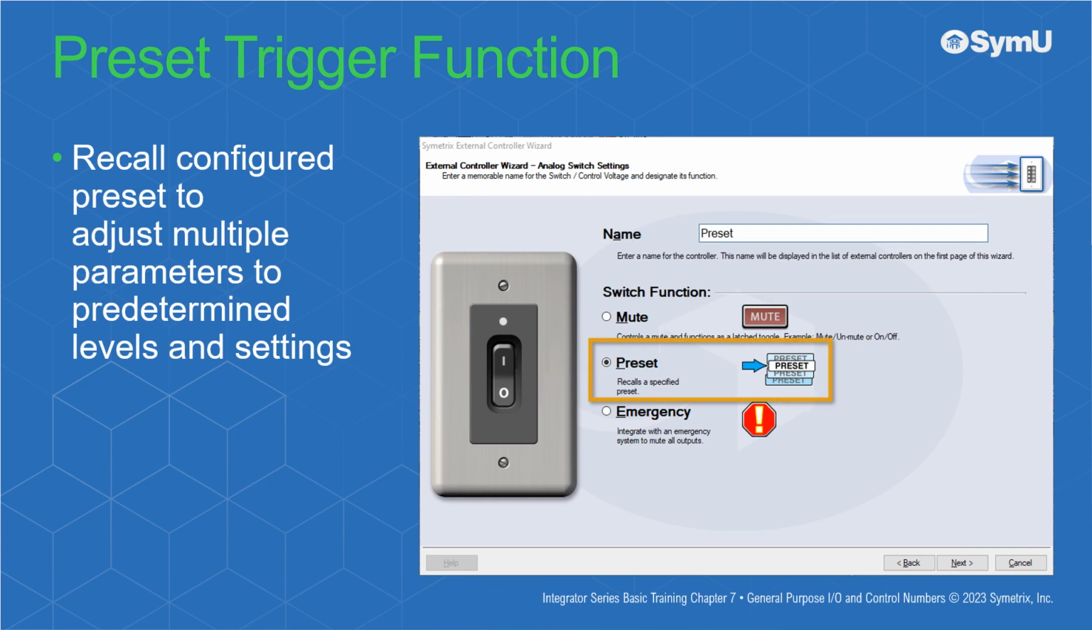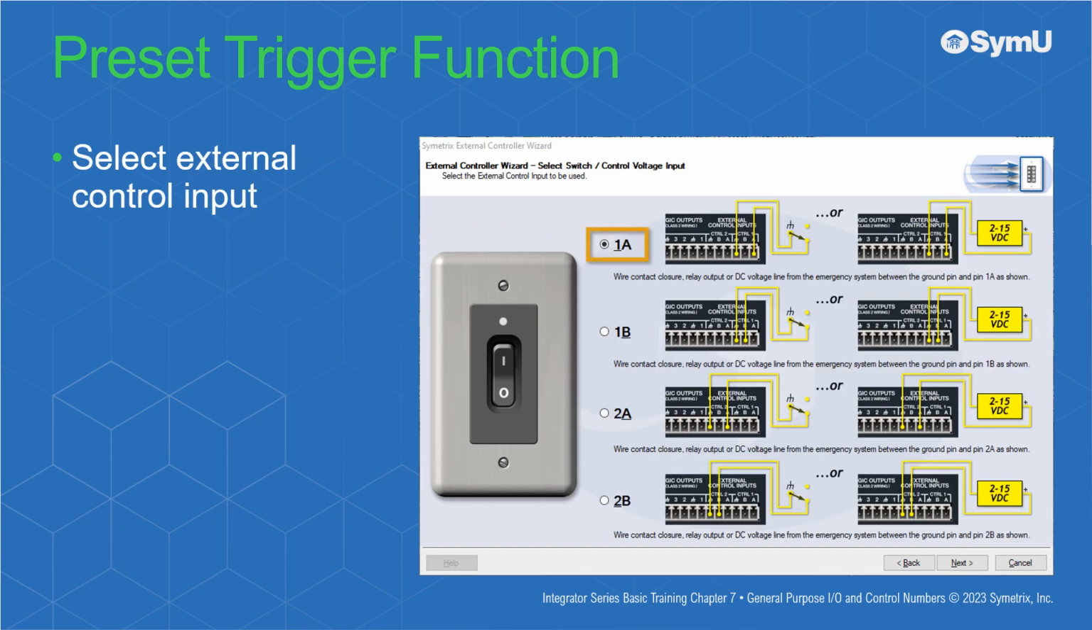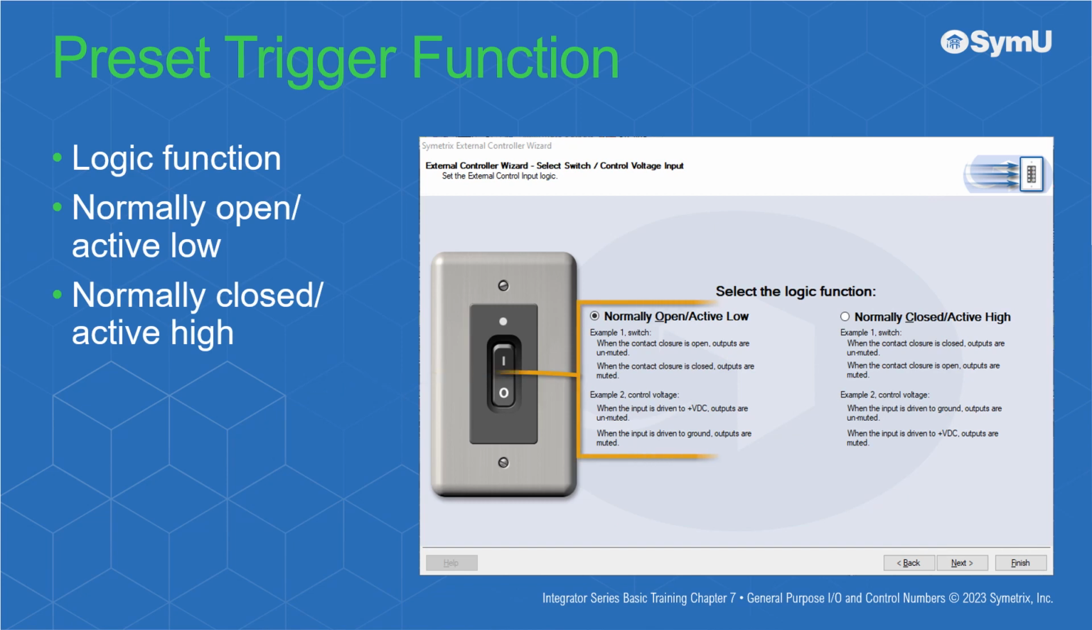The preset switch function allows triggering or recall of presets to adjust multiple parameters to predetermined levels and settings. Select the on preset from the drop-down menu, which will be recalled when the switch is in the on position. The Enable Off Preset option allows triggering another preset when the switch is in the off position, effectively enabling triggering of two presets. Next, select the external control input used. On this screen, select the correct logic functions for the control used.